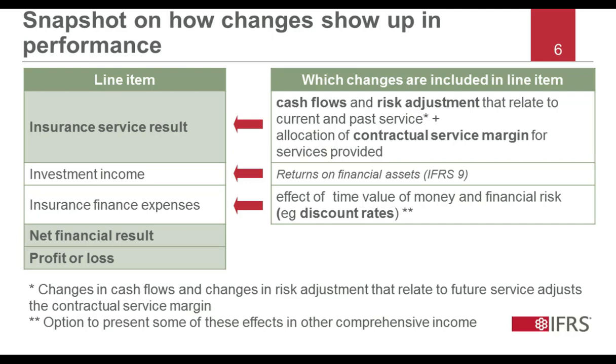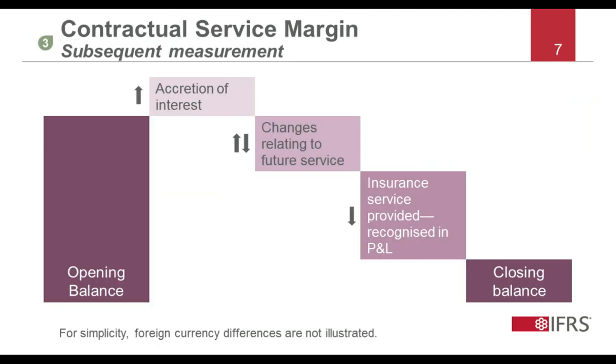There are a few things to note. Firstly, regarding the changes in cash flows and changes in the risk adjustment that relate to future services, those changes adjust the contractual service margin in the period those changes occur, so long as it does not decrease the contractual service margin beyond zero. Consequently, those changes relating to future service are not recognized in profit or loss. Regarding the insurance finance income, there is also an option to disaggregate the changes in the effect of the time value of money and financial risk between profit and loss and other comprehensive income.